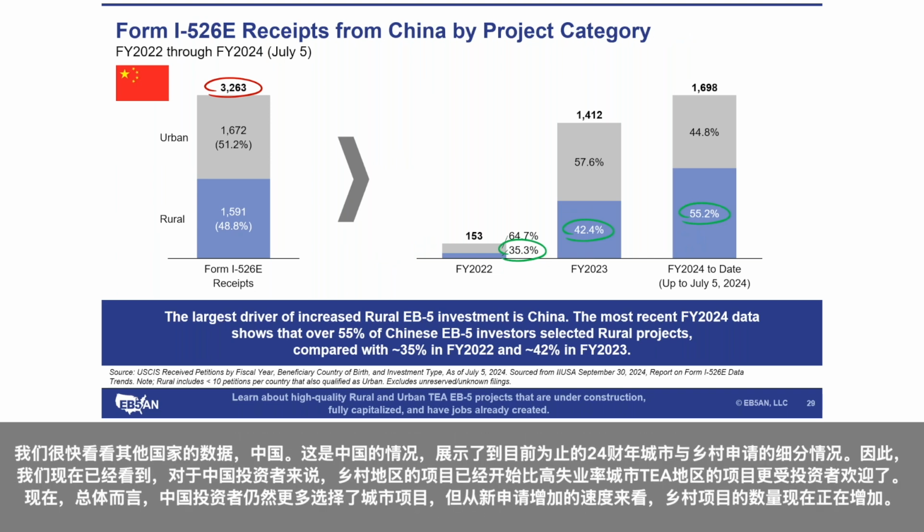So we'll very quickly run through the by country for rest of world, China. So this is China showing how it breaks down with urban versus rural and fiscal year 24 to date. So we've now seen for China, rural is becoming slightly more popular than those high unemployment urban TEA investors. Now, overall, more have still chosen the urban deals from China, but rural is now increasing in terms of velocity from China.